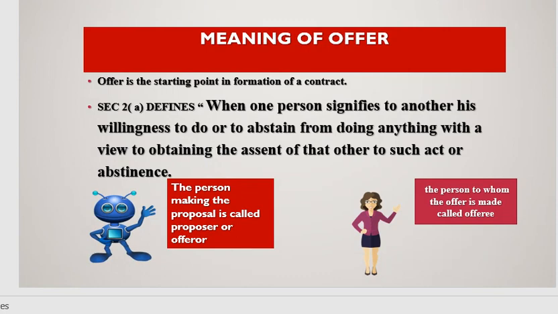Here one person signifies to another his willingness to do something or to abstain, like the creditor who wants to sue the debtor, but the debtor compromises and the creditor offers not to sue them. So that is the abstinence. When one person signifies to another his willingness to do or to abstain from doing anything, the objective is to get the consent of the other party to such an act or abstinence. The person who makes the proposal is known as a proposer or the offerer. The person to whom the offer is made is called the offeree.